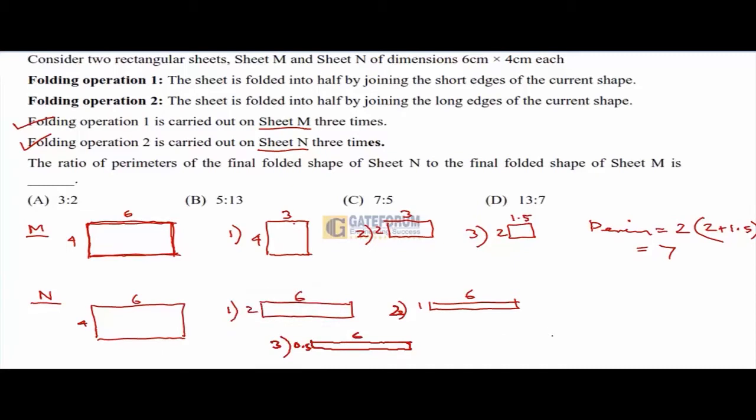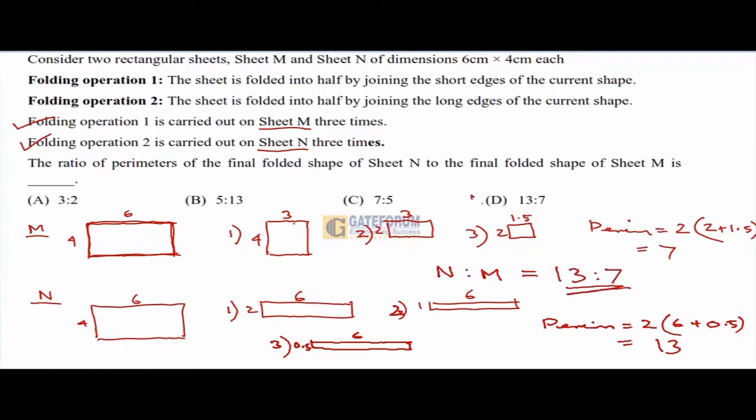So let us find out the perimeter. What will be the perimeter? It will be twice into length plus breadth. That is 6.5 into 2, that is 13. They have asked you the ratio of the perimeters, first N and then M. So we will say that the perimeter ratio N is to M is 13 is to 7.